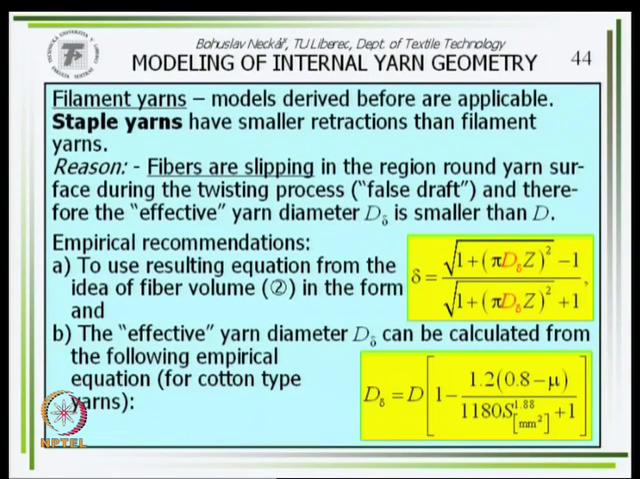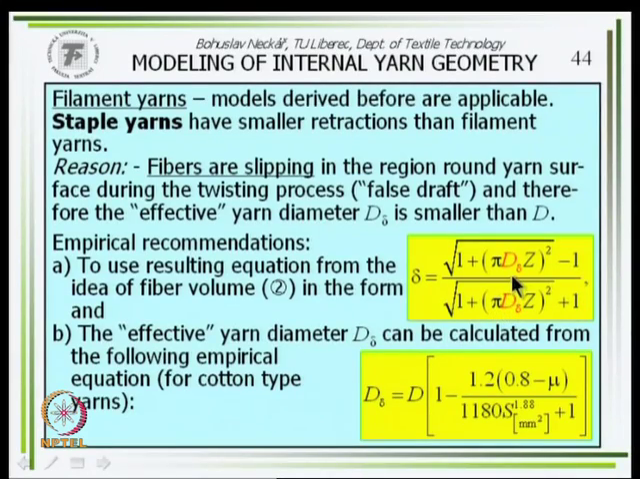Okay. For filament yarn, this model based on the ideal helical model can be applied without problem. Nevertheless, for staple yarn, it becomes more complicated. Why? Staple yarns are made from staple fibers, so the fiber ends can slip, especially on the periphery of the yarn, by twisting, isn't it? Therefore, there is not such a high force for retraction as with filament yarn. Therefore, the yarn retraction in staple yarn is usually a little smaller than the retraction in filament yarn.